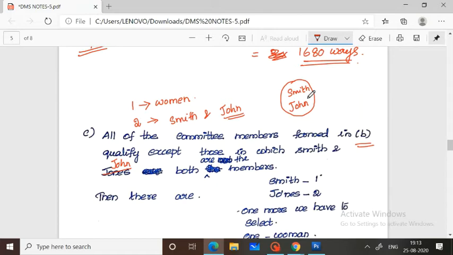Smith and John, because they are willing to work separately, means together they are not able to work. അവർക്ക് രണ്ടുപേർക്ക് ഒരുമിച്ച് വർക്ക് ചെയ്യാൻ പറ്റില്ല. പക്ഷെ അവർ രണ്ടുപേര് സെപ്പറേറ്റ് ആണെങ്കിൽ ഒരാളില്ലെങ്കിൽ മറ്റൊരാൾ വർക്ക് ചെയ്യാൻ താല്പര്യമുണ്ട്. സോ അപ്പോൾ എല്ലാവരും കൂടെയുള്ള ഒരു കാറ്റഗറിയാണ് ഈ ബി പാർട്ടിലെ ആൻസർ.